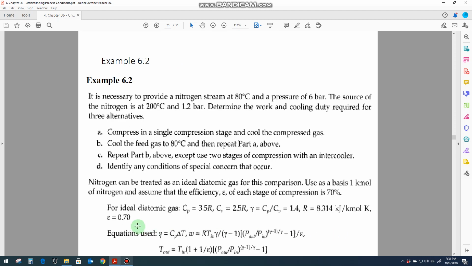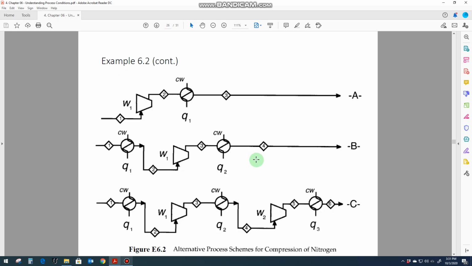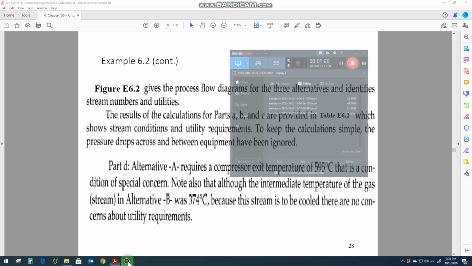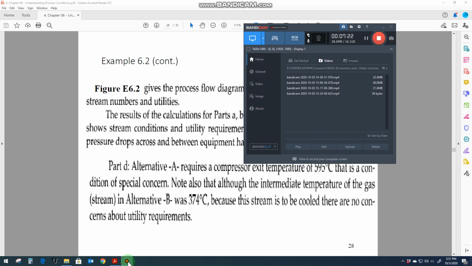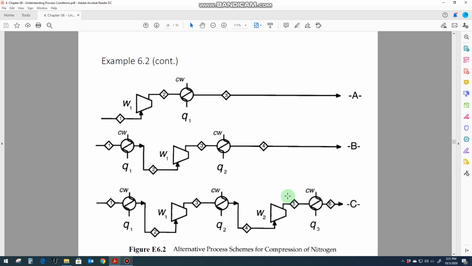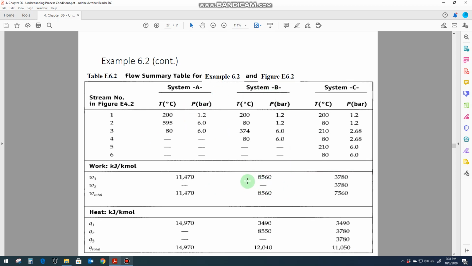Now the third part: identify any conditions of special concern. So we have to see what the conditions of special concern are here. Figure 6.2 gives the process flow diagrams for three alternatives and identifies stream numbers and utilities. Here you can see the different process streams, provided with numbering, and you know the temperature and pressure conditions that you calculated.